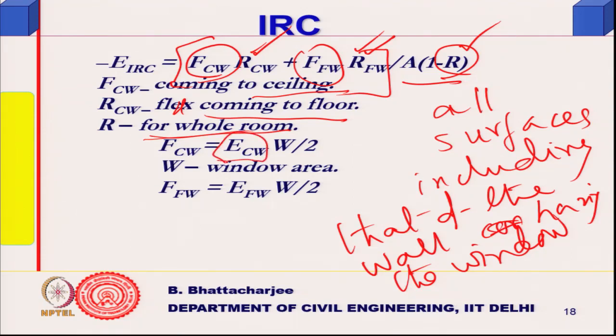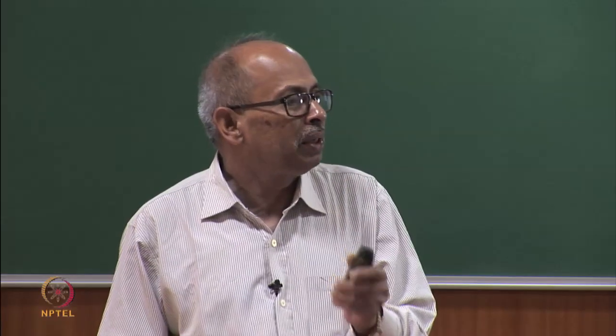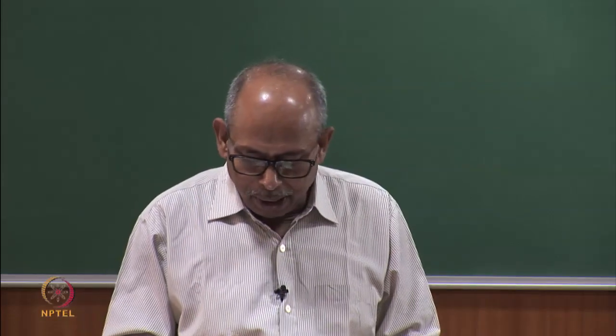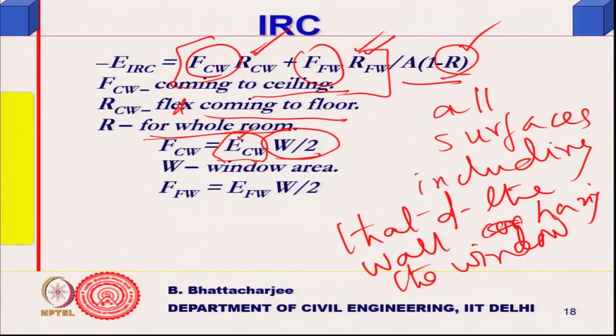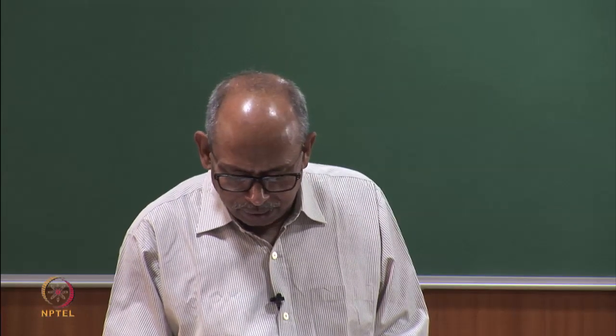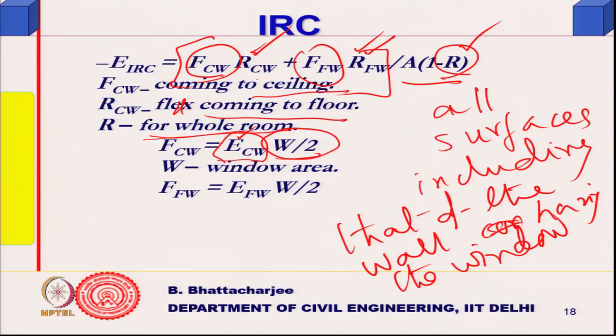FCW is multiplied by W by 2, the window area, into the illumination at the window surface. That will be the flux: the illumination of the window surface multiplied by W by 2. So, the illumination at the top half of the window surface, FCW is here, is the flux that goes up, and this is what goes to the floor. So, the illumination of the window surface must be known.